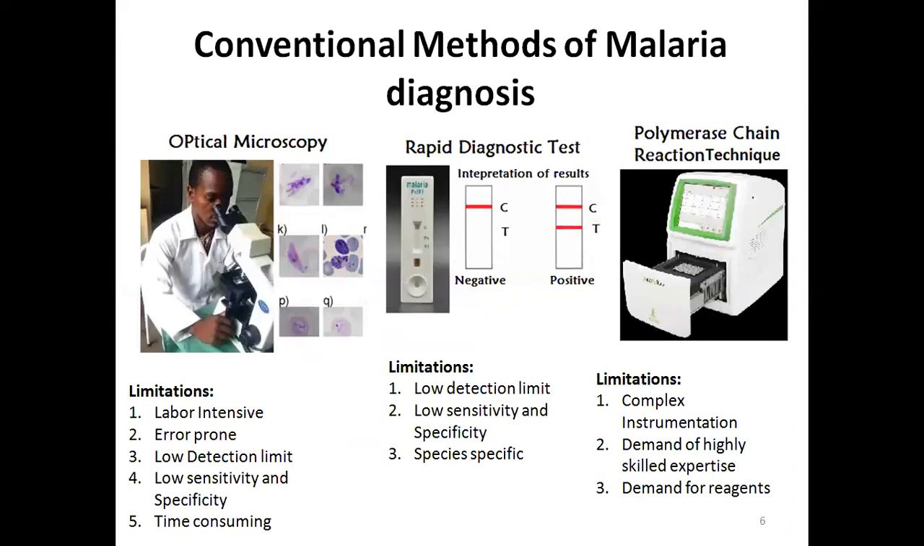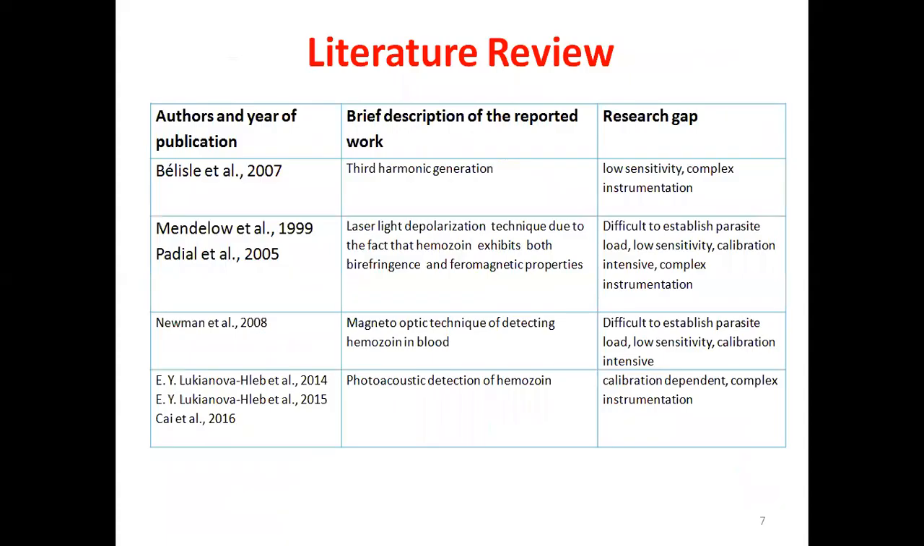So the disease conventionally is diagnosed by three main methods. That is optical microscopy, which happens to be the gold standard method, lateral flow assay, also known as rapid diagnostic test or RDT, and polymerase chain reaction technique, PCR. Now, these methods have their limitations, which include labor intensiveness, low detection sensitivity, and complex instrumentation.